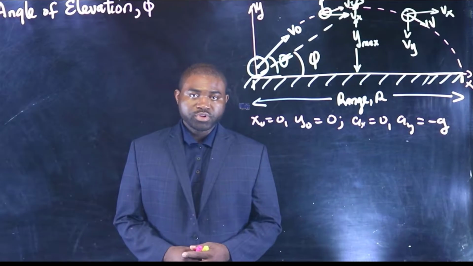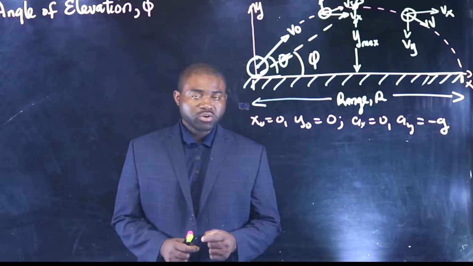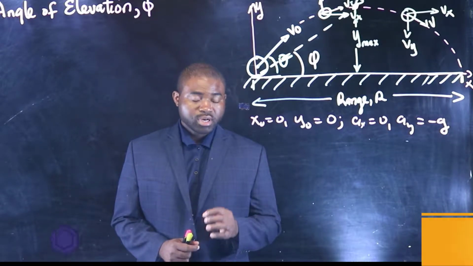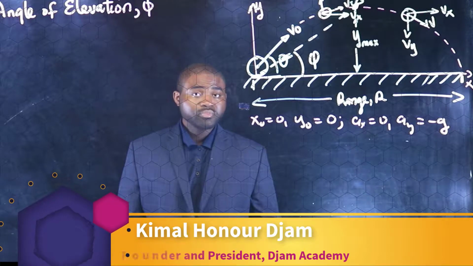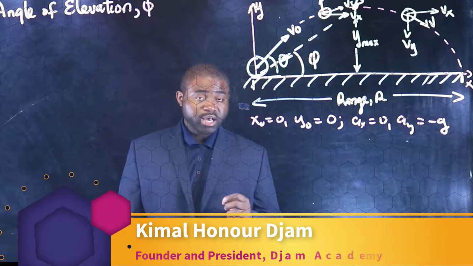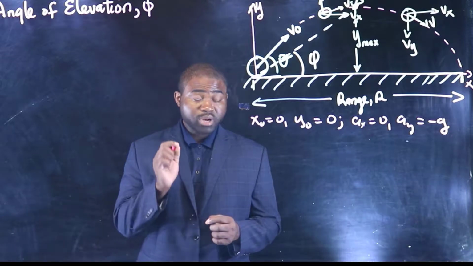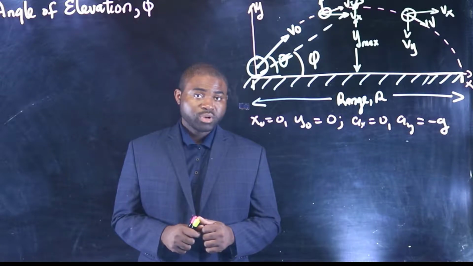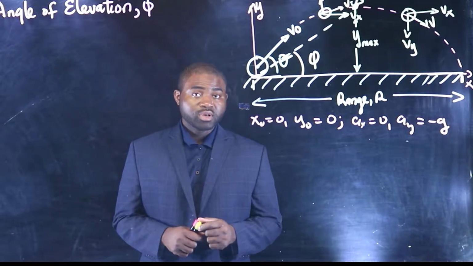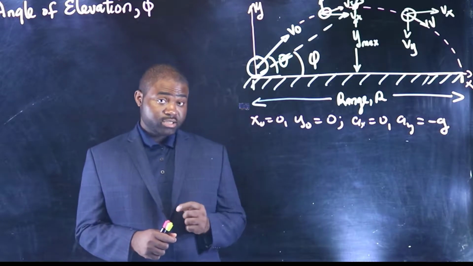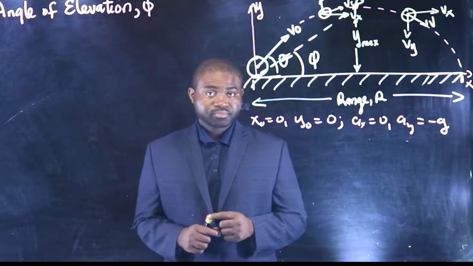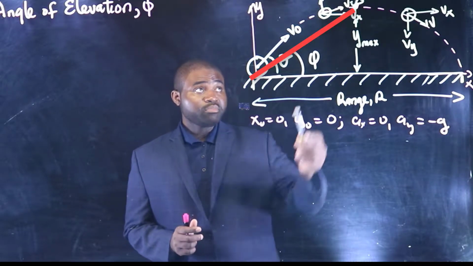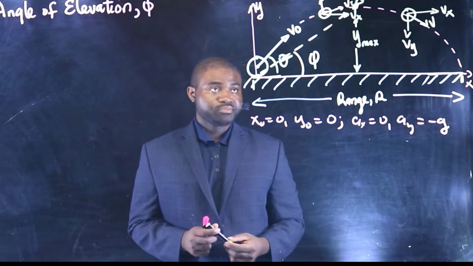It is important for you to note that the angle of elevation and the angle of projection are two different things. The angle of projection is the angle subtended by the projectile path with the horizontal or with the vertical. The angle of elevation is simply the angle subtended by the straight line joining the point of projection, the maximum height, and the horizontal.